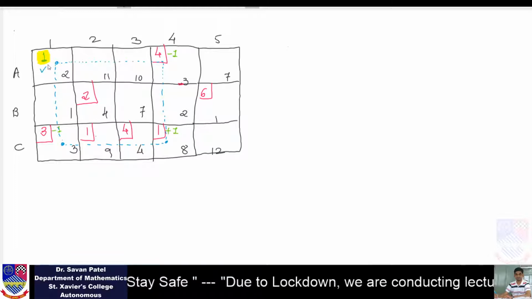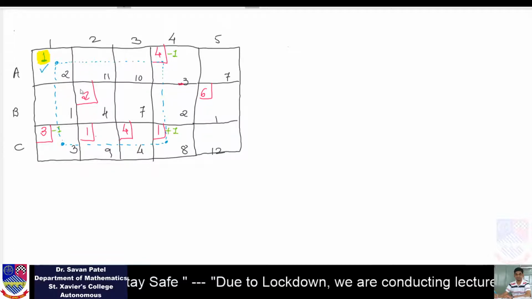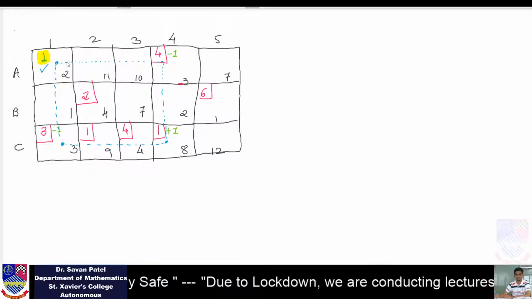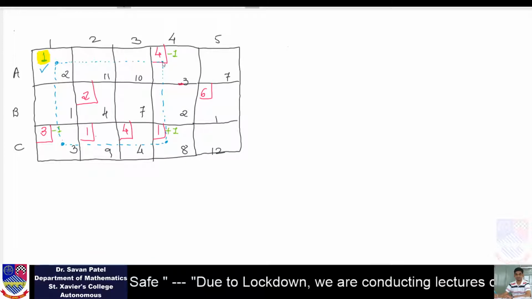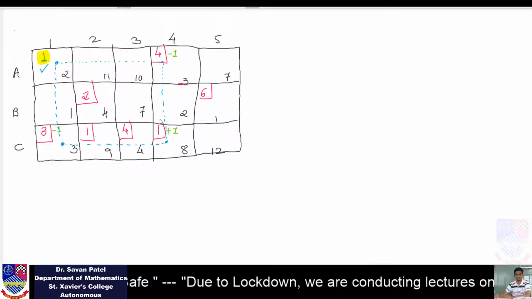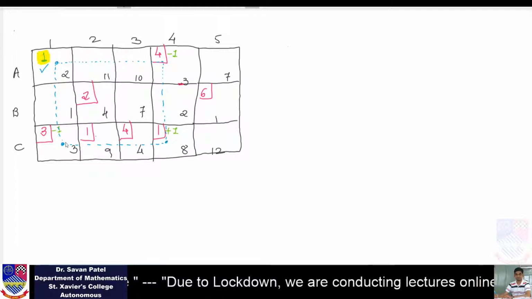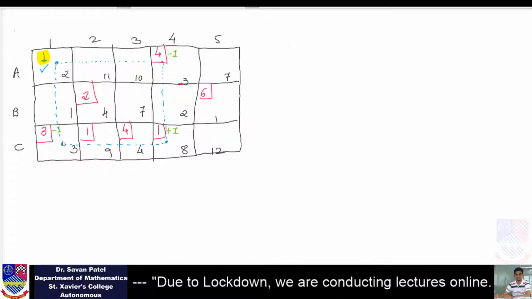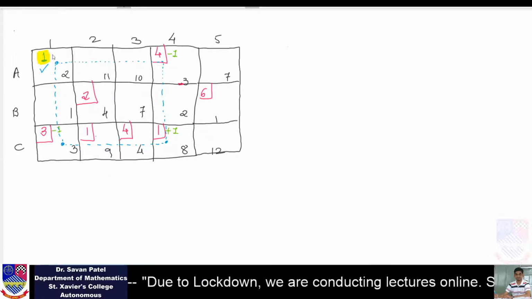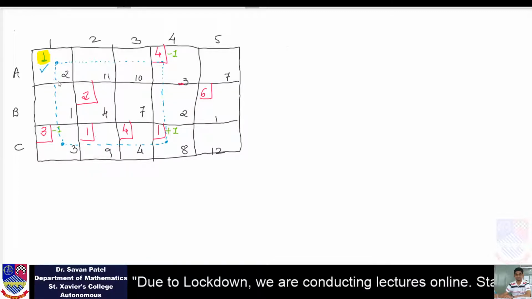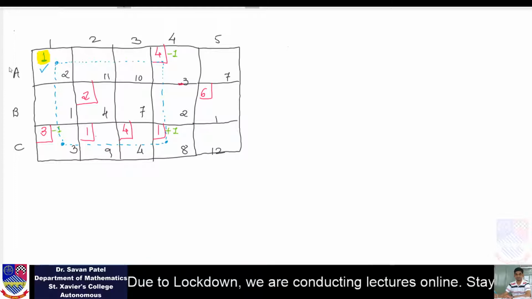What we have done is, from a non-allocated cell we have started a loop. We reached an allocated cell, and then we changed the direction. We reached another allocated cell. Then again we changed the direction. We reached another cell, and then changed the direction and moved back to the original cell. So this is called a loop.